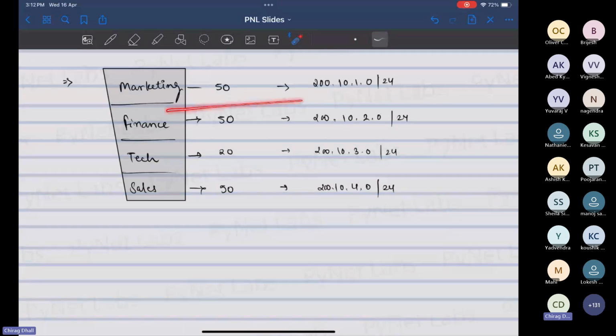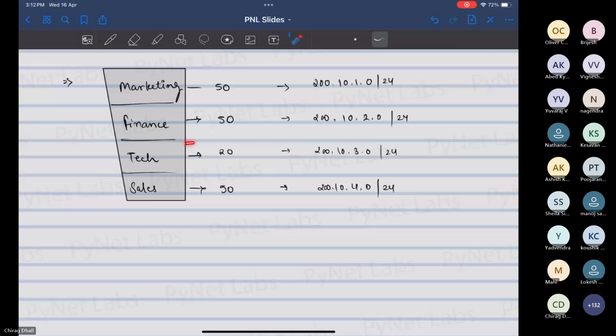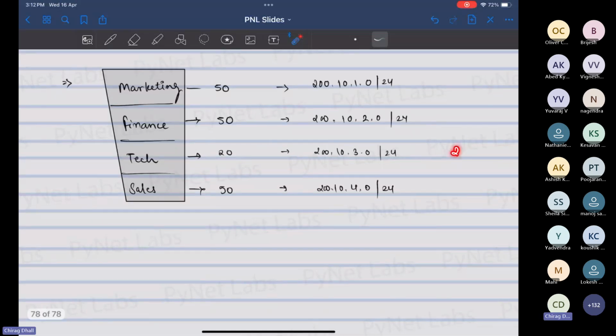Similarly, for the finance team also, there is a wastage of around 200 IPs. For my tech team, I have a wastage of 230 addresses. And for the sales team also, a wastage of 200 addresses. That's wasting a lot of public IP addresses, and I pay money for that. I don't want to waste them. I want to utilize them as much as I can. Also, because they are available in a limited number, we should not be overutilizing or wasting them for unnecessary use.